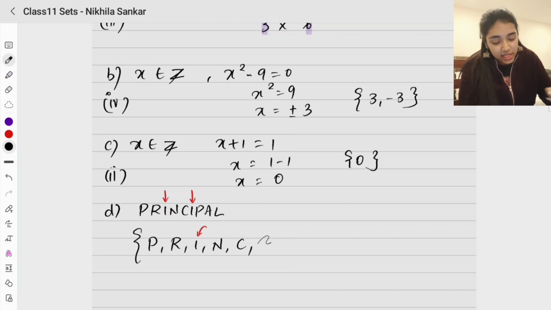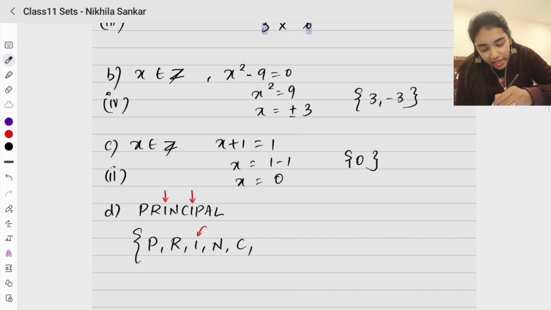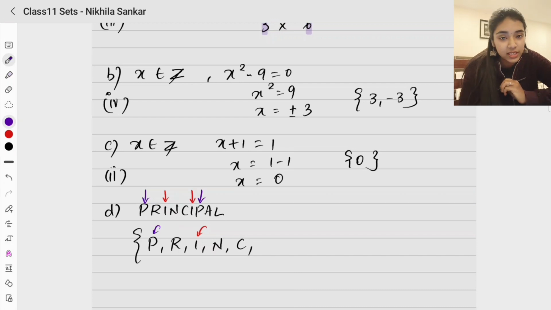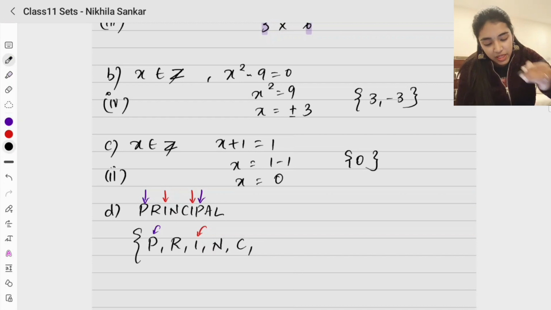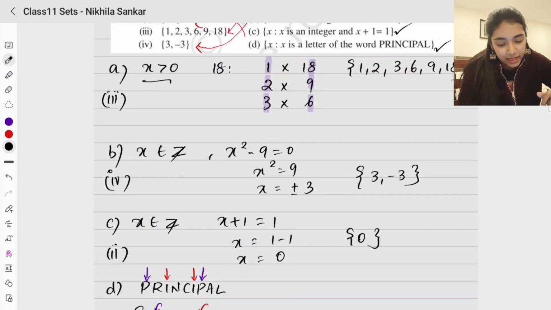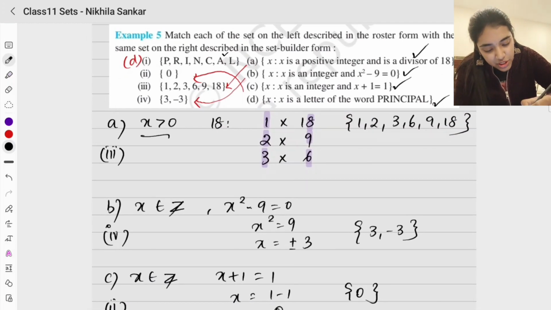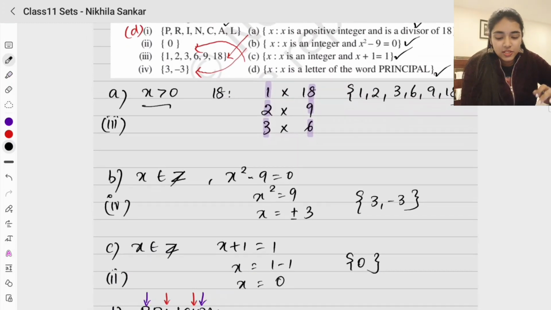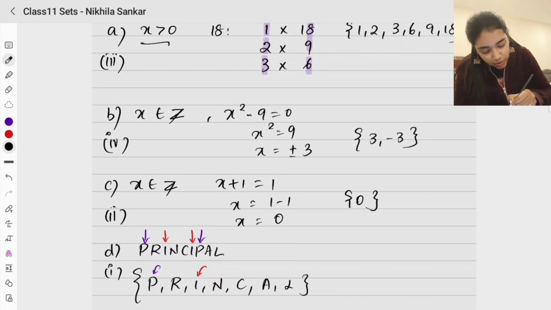So since I've already included I, I'm not going to write it again. Also, I see that I have 2 P's. So here there is one P, and here there is one P. I've already included my P, so I'm not going to write P again. So what is my next letter? A and L. So what is my set of all elements? P, R, I, N, C, A, L. So is this equal to the first subsection? P, R, I, N, C, A, L. Correct. So for D, it is going to be my first subsection.